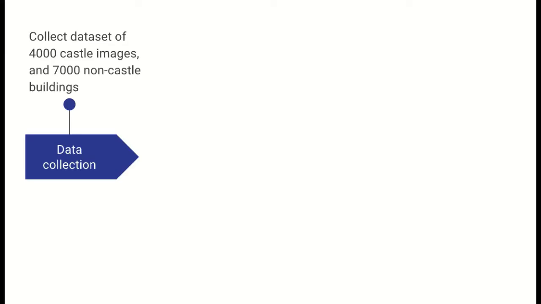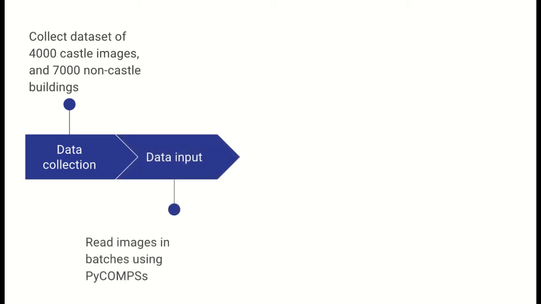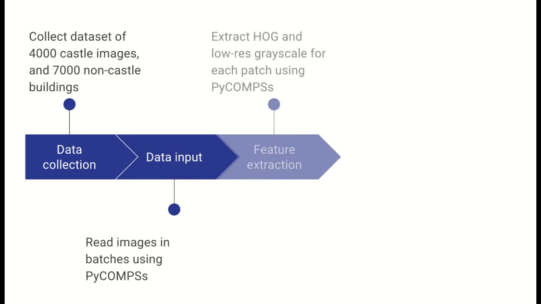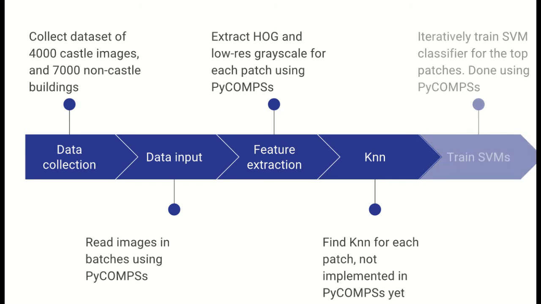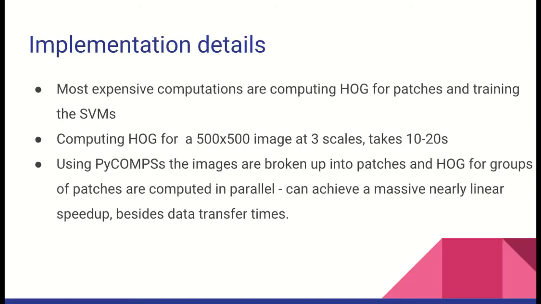First, we collect a dataset of 4,000 castle images and 7,000 non-castle images from the internet. We input these and read them in using PyCOMPSs. We extract a HOG feature vector and low-res grayscale for each patch using PyCOMPSs. We find the nearest neighbors for each patch, that is, patches that are most similar, and we want to only consider those patches that have most nearest neighbors in the castle dataset. And from there, we do an extra step of training an SVM machine learning classifier that will improve our patches.